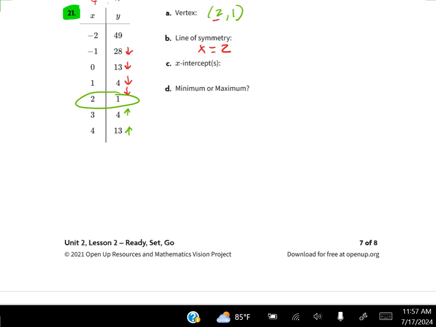So I'll answer part D first. This is going to be a minimum value, because if you look at the table, that's the lowest value we got. And if the lowest value for y is 1, that means there's no point where the graph is going to have a y equal to 0. So there's going to be 0 x-intercepts for this problem.